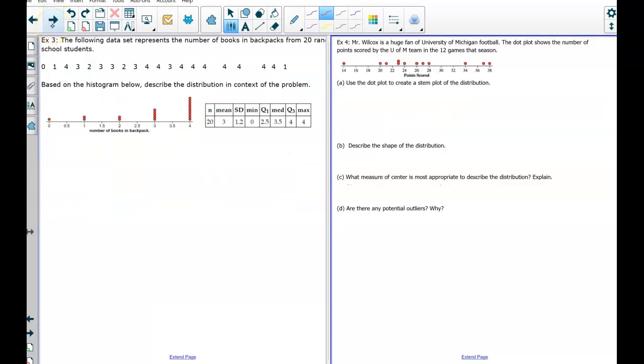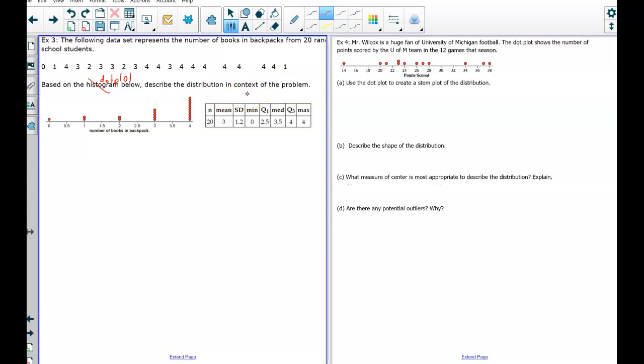So we're going to go on to example 3. In example 3, they give you the data set of the number of books in the backpacks from 20 randomly selected students at East Meadow High School. And it shouldn't say based on the histogram, it should say based on the dot plot. So we're going to correct that now, if you can correct that in your notes. They want you to go ahead and describe the distribution in the context of the problem.